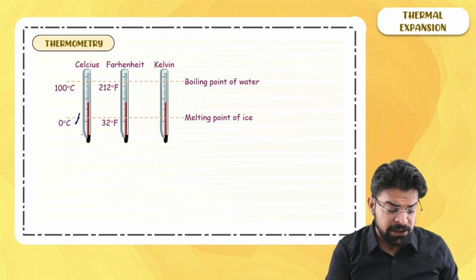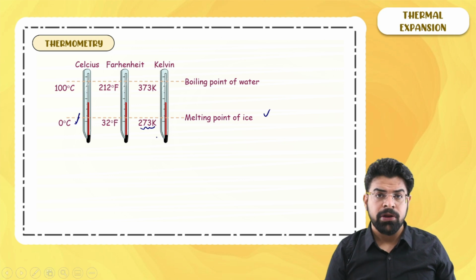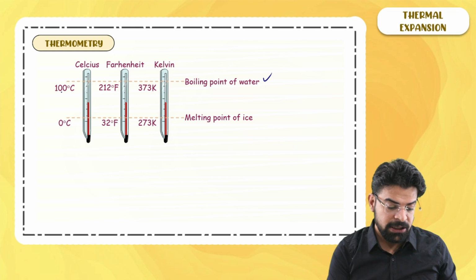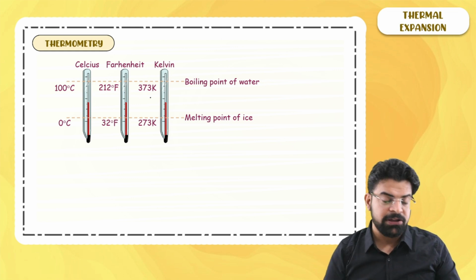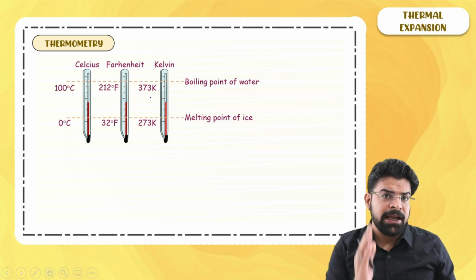Similarly, we have the absolute scale, which is the Kelvin scale. The temperature of 0 degree centigrade, which is nothing but the melting point of ice, on the Kelvin scale is 273 Kelvin. And the boiling point of water, which on the degree Celsius scale is 100 degree centigrade, is the same as 373 Kelvin. Now, how to convert a temperature from one scale to another?